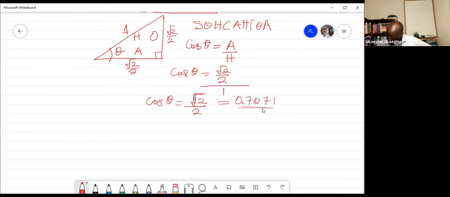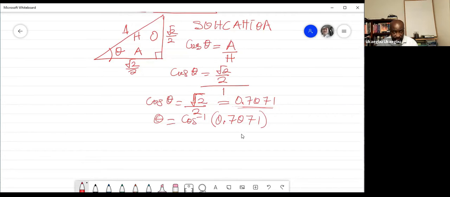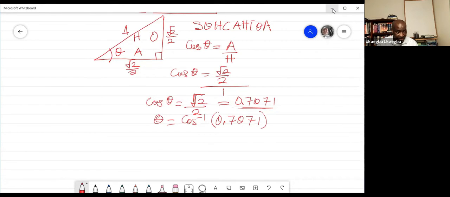Now, in order for us to get the theta, we have to get the inverse of this number. So we are going to say theta is going to be cosine inverse of 0.7071. Let me share my own calculator right now because that becomes necessary. Give me a moment. Okay, so my calculator is ready.